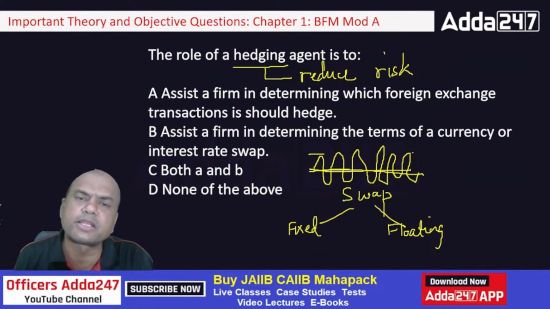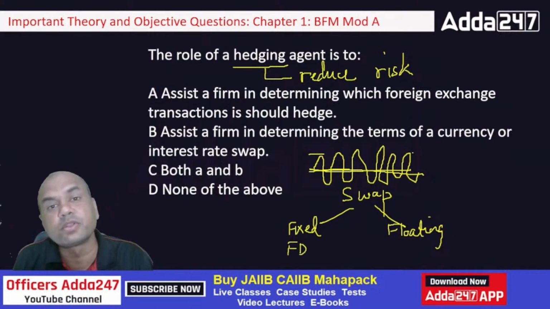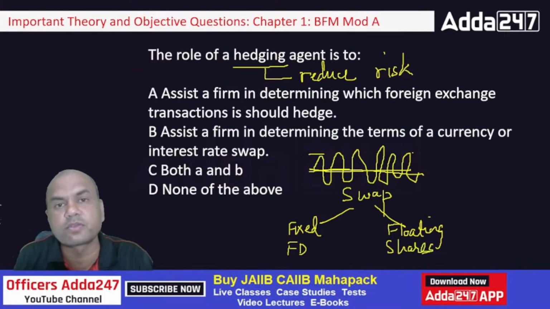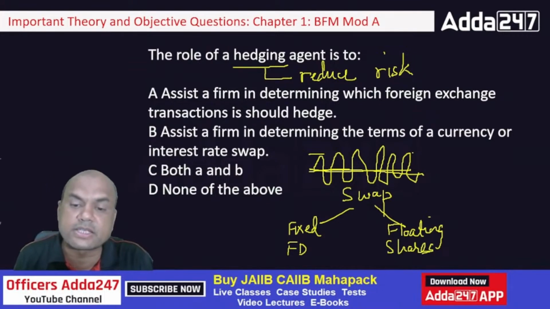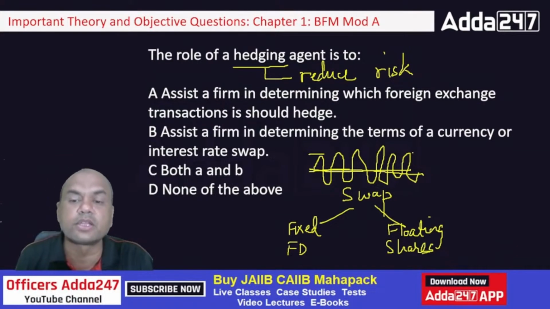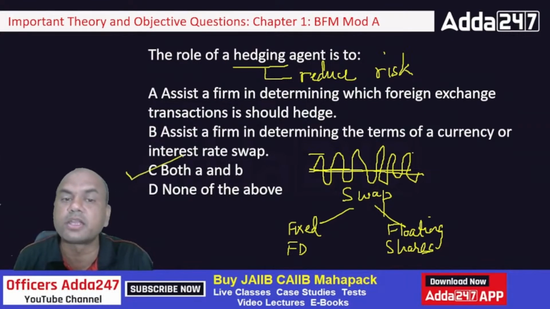Now what can be a simple example? Let's say an FD. FD's interest rate is always fixed. What is the floating interest rate? Suppose I am investing in stocks, shares. The returns which I am getting will always be fluctuating, floating. So if I exchange these two returns in the long run, then that is known as a swap. So assist a firm in determining the terms of the currency or interest rate swap: both A and B, and none of the above. So what is the answer? The answer is both A and B.